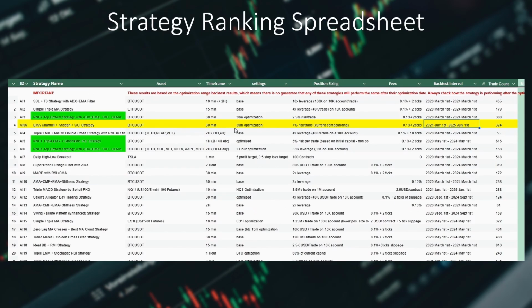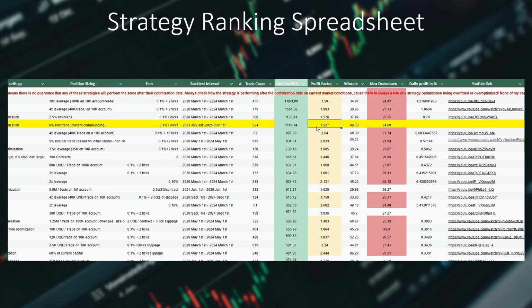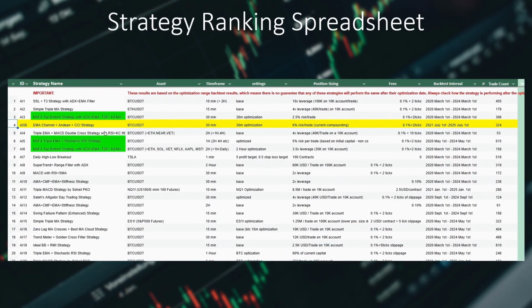In this spreadsheet, you can find all the details of this strategy. Here you can see the net profit, the profit factor, win rate, max drawdown. But keep in mind that these are only the in-samples, so optimization date range backtest results, which never guarantees future results. As always, I have to say I am not a financial advisor and none of this is financial advice. Always do your own research.